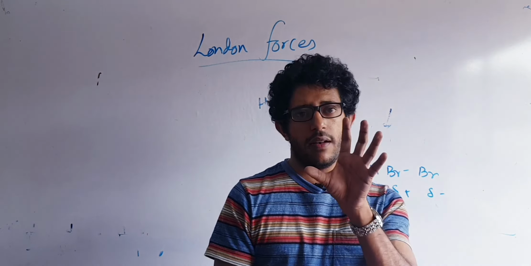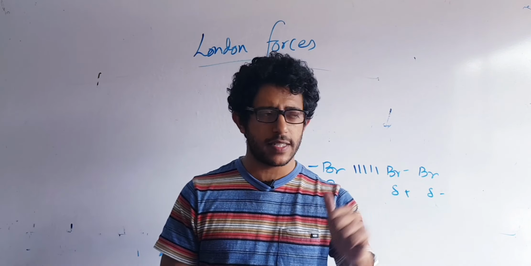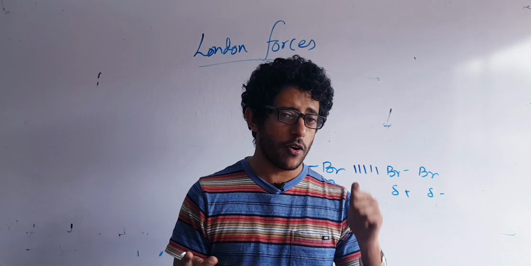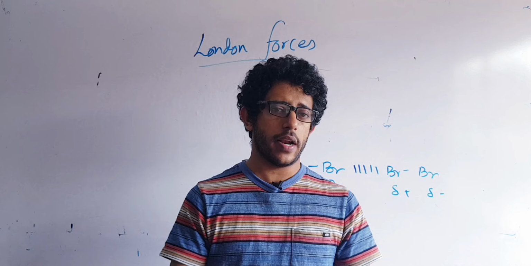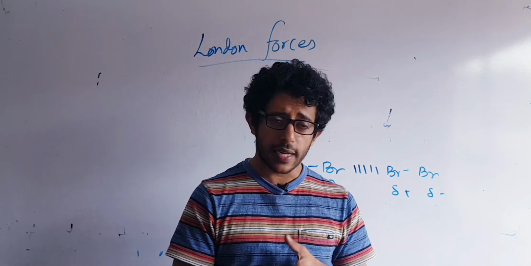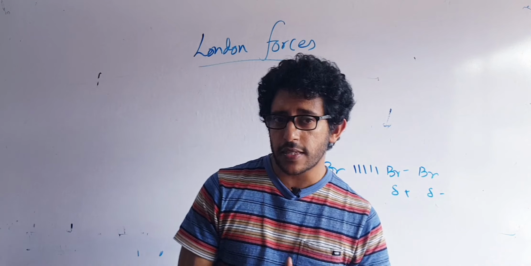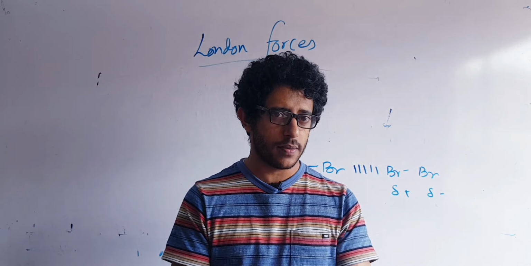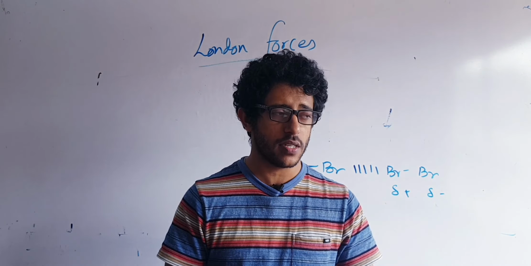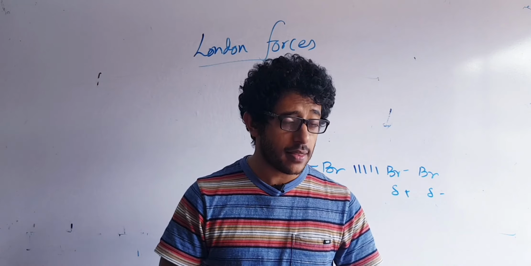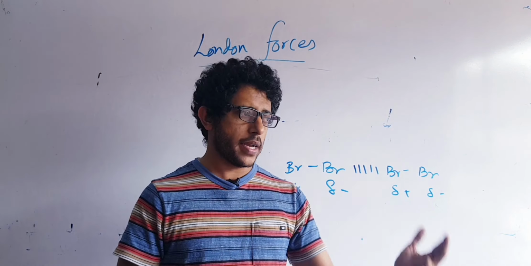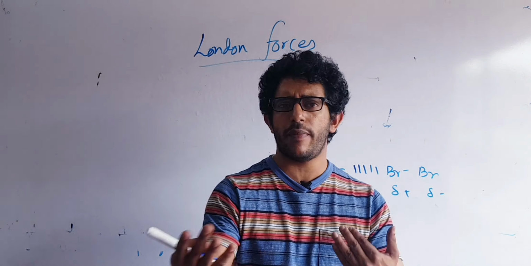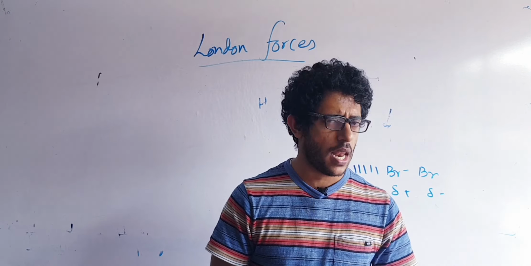So if I summarize the London forces part into a few points: the first thing is London forces are present in every molecule, as they depend on the number of electrons, and all molecules have electrons. The second is that London forces arise due to instantaneous dipoles created on the adjacent atom due to their movements. The third is that the strength depends on the number of electrons. The higher the number of electrons, the stronger the London forces. Usually a higher number of electrons means a higher molar mass, so we can also say the higher the molar mass, the stronger the London forces.